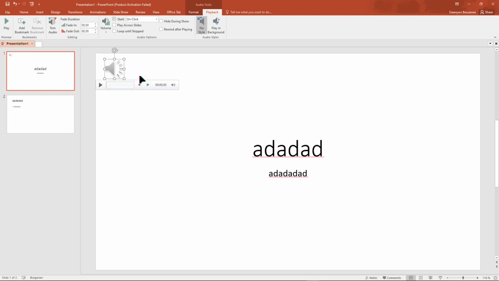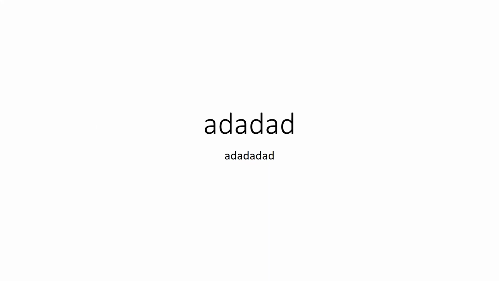Let's say here. So how to check, how to hear how the music sounds like? Just click here and play in background, and now click on start a slideshow, or you can just simply press F5 on your keyboard. And as you can see, when you press F5 on your keyboard, now the music is playing.